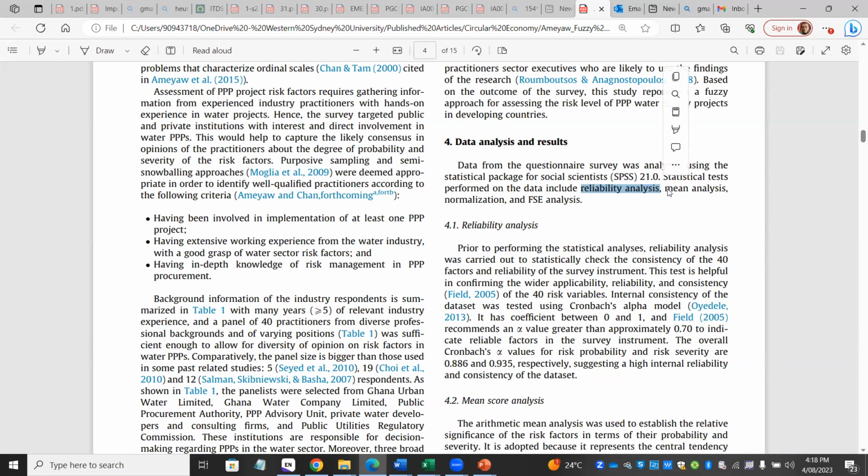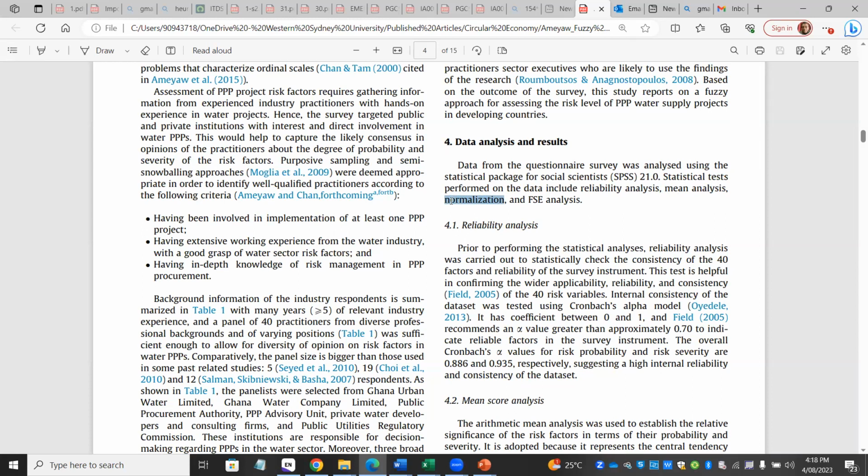Mean analysis, this is where we use a mean score. I've also taught you that. Something I mentioned in the previous video, but I have not shown you how it is done, which I will show you briefly today, is how to use normalization. So I mentioned in my previous video that you can decide to do just the mean scoring or mean analysis and move on, or you can also do normalization.